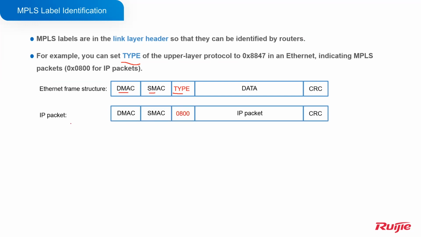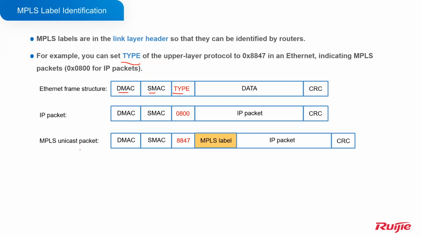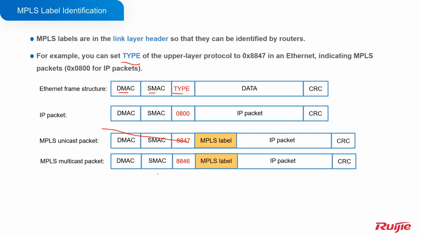If we encapsulate IPv4 packets, the type value will be 0800. If we use the MPLS unicast message, the value will be 8847. That means if you remove the data link header, the next part is MPLS, so your router must search the MPLS forwarding table. Then for an MPLS multicast packet, the value will be 8848. This is a multicast packet. So the type value will distinguish different upper layer protocols.